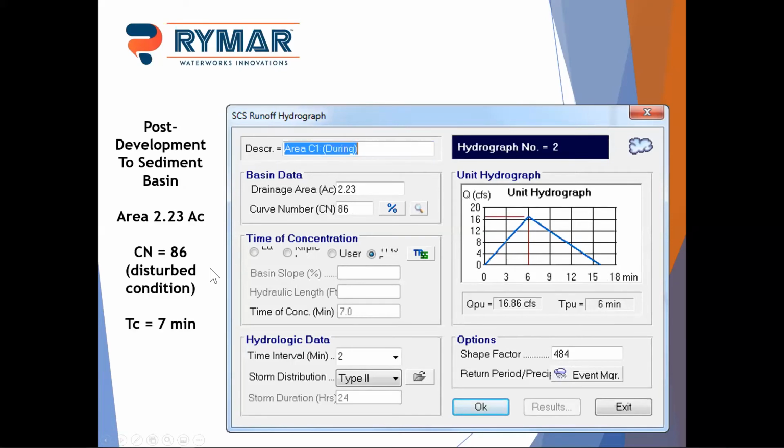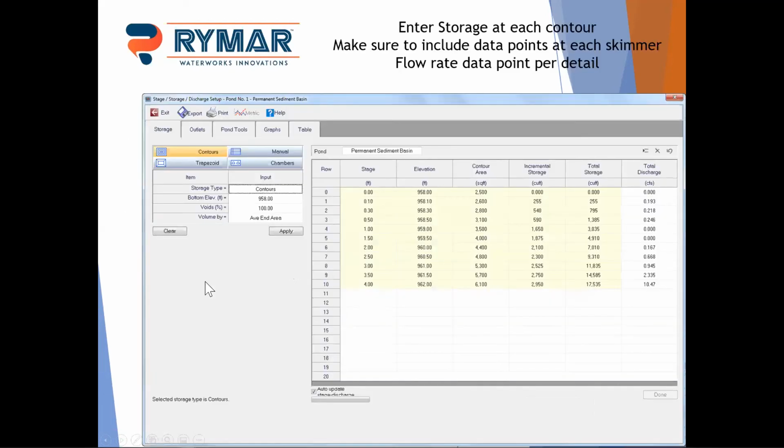Post-development, the undisturbed portion was the same criteria. The disturbed portion was 2.23 acres. We used a curve number of 86 to simulate a disturbed bare soil clay condition. Had a time of concentration of 7 minutes for that. And so we built our basin. This goes from 0 to 4 feet deep.